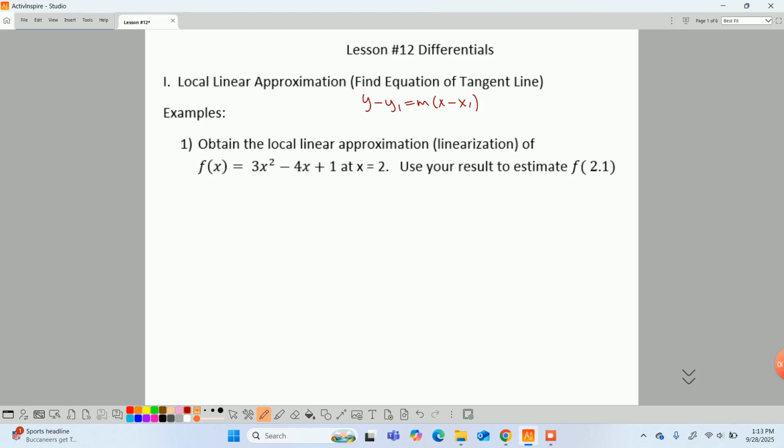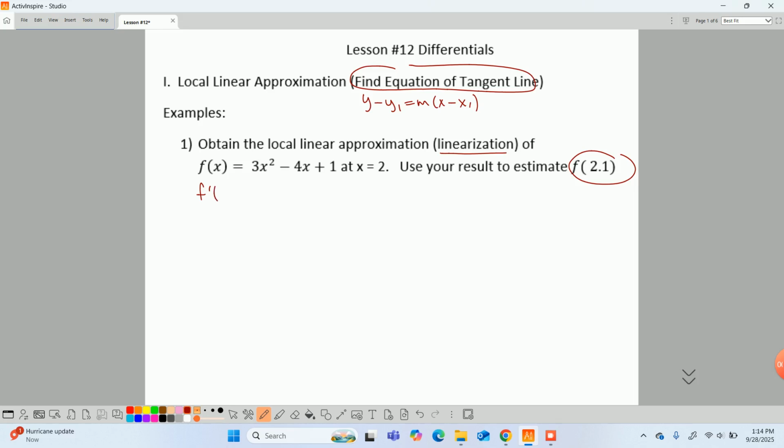Obtain the local linear approximation, or sometimes they'll just say linearization of, and they give us this function here at x equals 2. And we want to use the result to estimate f of 2.1. So if we want to do that, ultimately what we're doing is we're finding the equation of the tangent line, and we're using that to make an estimate at 2.1. Okay, so let's start first with finding the derivative.